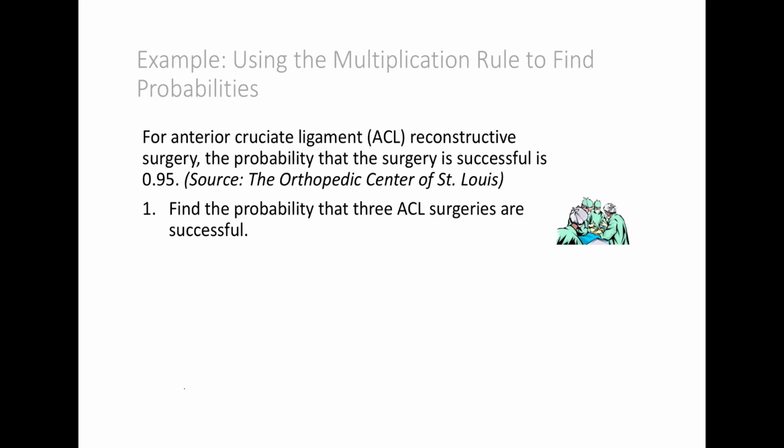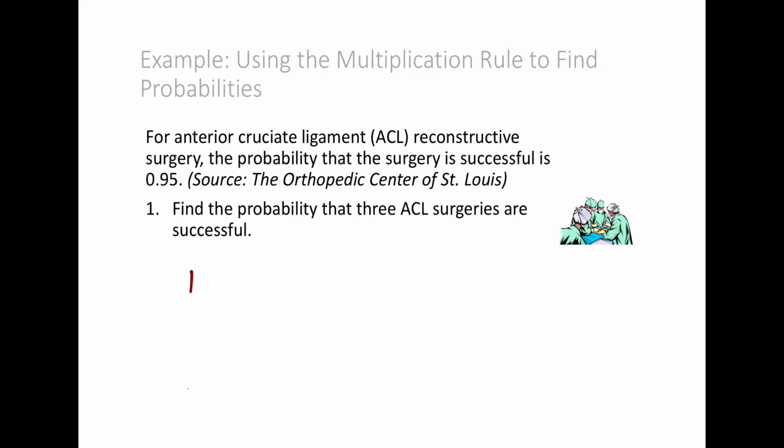For another example, for anterior cruciate ligament, ACL, reconstructive surgery, the probability that the surgery is successful is 95%. The question then is, find the probability that 3 ACL surgeries are successful. So I'm going to use the word success, or S, followed by another success, then followed by another success. Hopefully it's not on the same person.